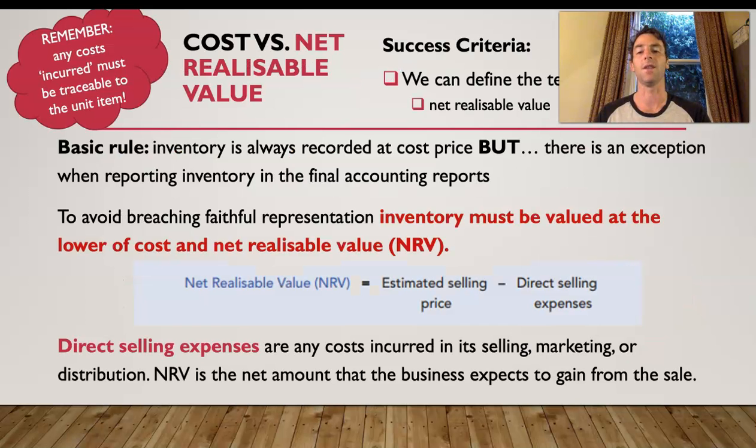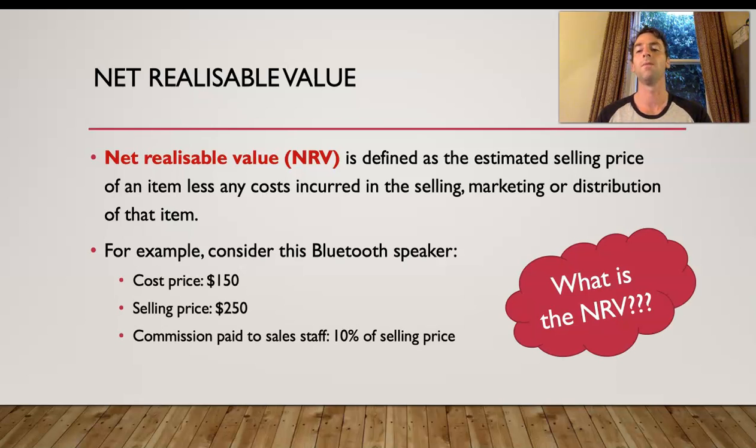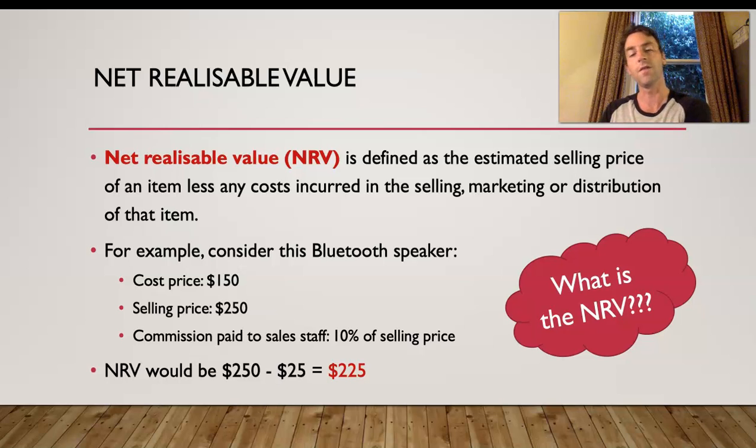If we go back to the definition, you can see that net realizable value is the estimated selling price, and you might have that in your mind, $250, minus any selling expenses. So, what is our net realizable value of this speaker? $250, our selling price, minus 25, because it's going to cost us 10% of the selling price as a commission to our staff. So we're going to make a net realizable value of $225 per speaker.